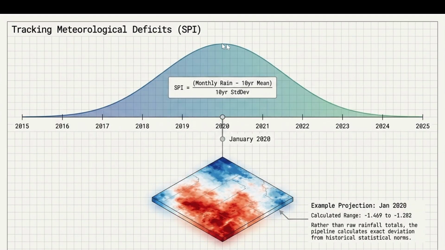And this is the SPI. We create the standard precipitation index from 2015 to 2025, calculating the SPI using the CHIRPS satellite data. And this is the formula: SPI equals total monthly rainfall minus the 10-year average rainfall, 2015 to 2025, divided by the 10-year standard deviation of rainfall. Then we can get the SPI map.